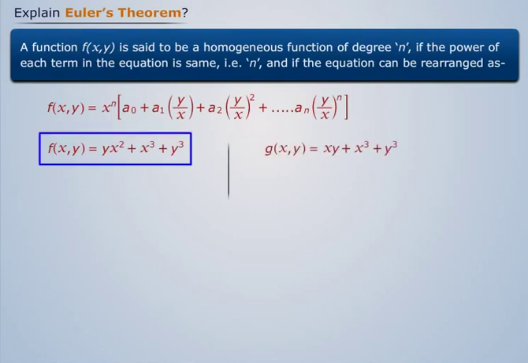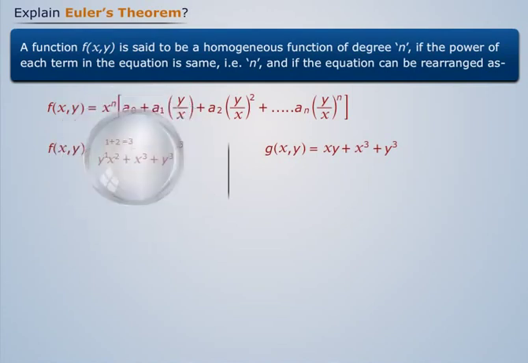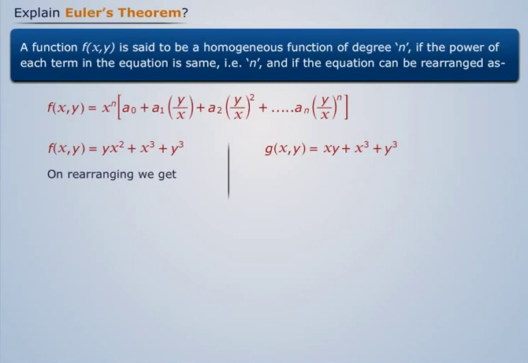First, let's analyze the equation of function f(x, y). We see that each term has a power of 3. And on rearranging the equation, we get. Now let's analyze the equation of function g(x, y).